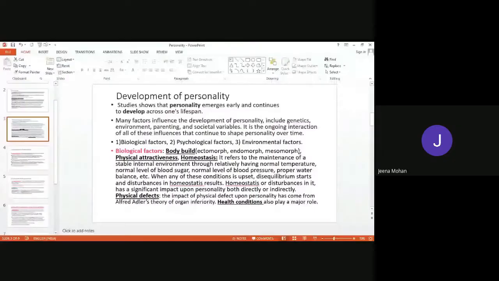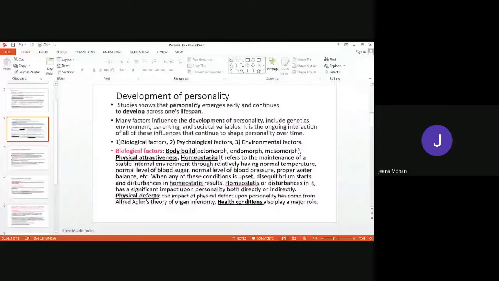Another important thing is that Sheldon conducted his studies mainly on criminals. To do such a classification we have to do a lot of research work. So Sheldon conducted his research on criminals, and he found, it's a question for you now, you have to answer, that most of the criminals belong to which category? Mesomorph. Yes, exactly, very good. Most of the criminals were mesomorph.